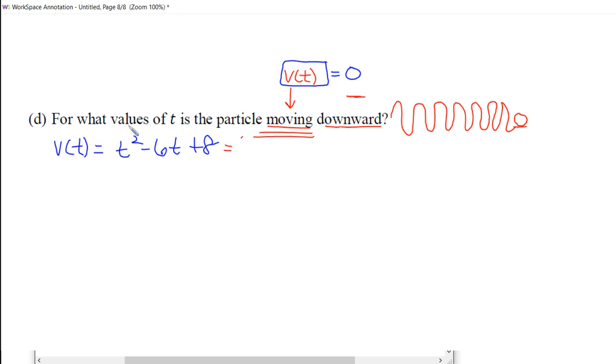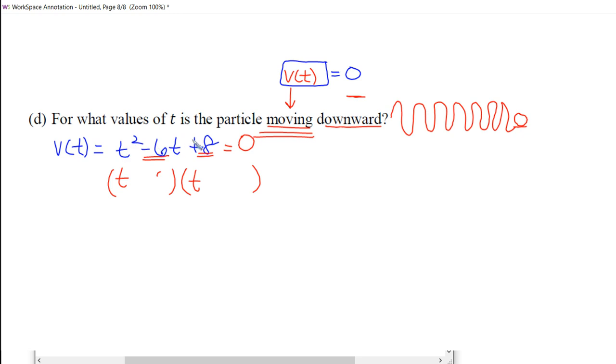In order for me to know when this is stopped, I have to set it equal to 0, because that's what it means. If I'm stopped, my velocity is 0. Now I'm going to factor this out because it's quadratic. This gives you t and t. So what times what gives us 8 and adds to give us negative 6?